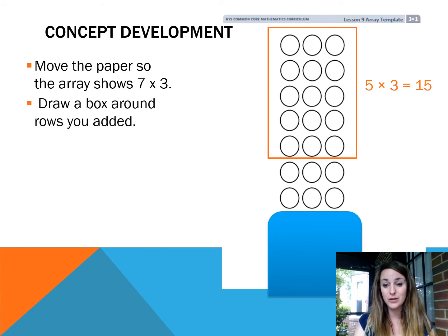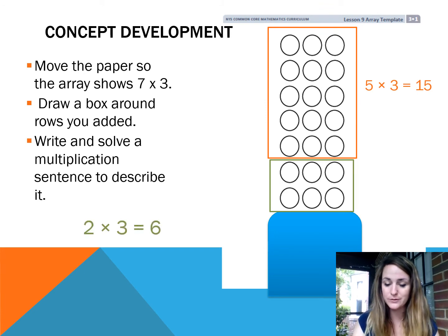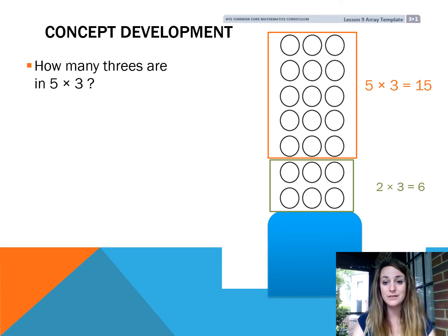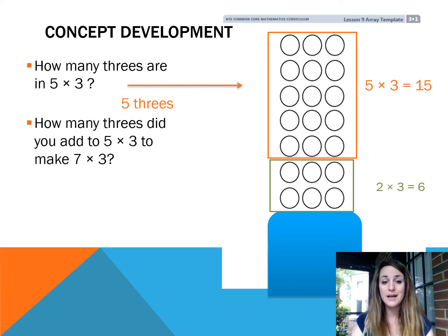Let's look at the box that is added around the rows. What multiplication sentence represents the array in the green box? 2 times 3 equals 6. How many 3s are in 5 times 3? There are 5 3s. How many 3s did you add to 5 times 3 to make 7 times 3?